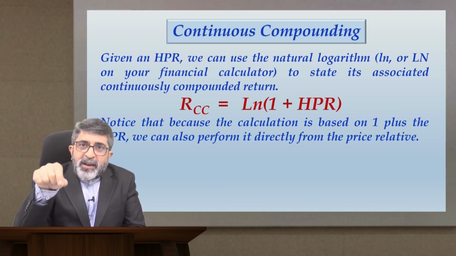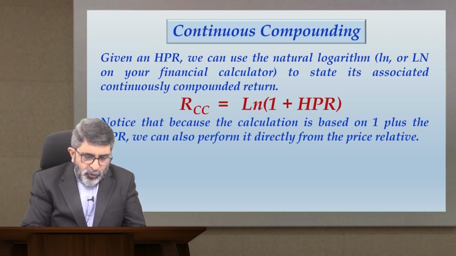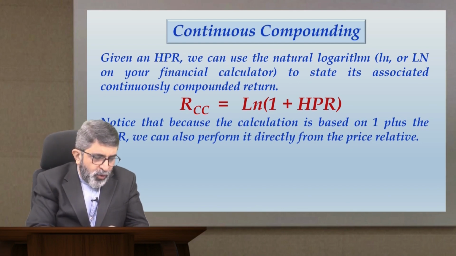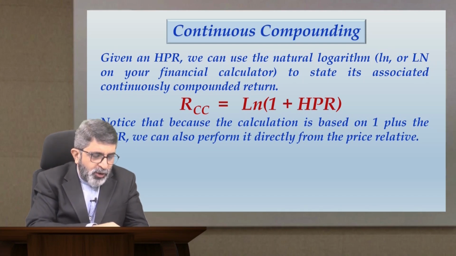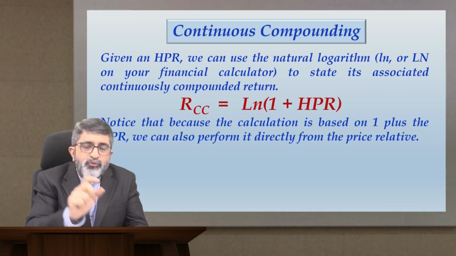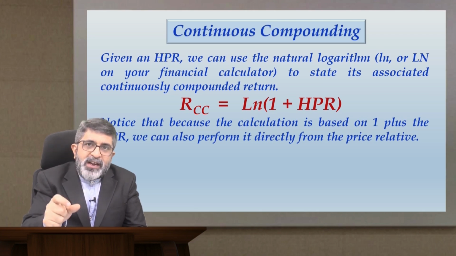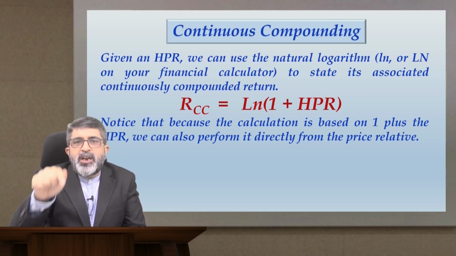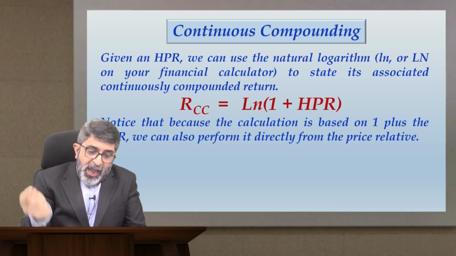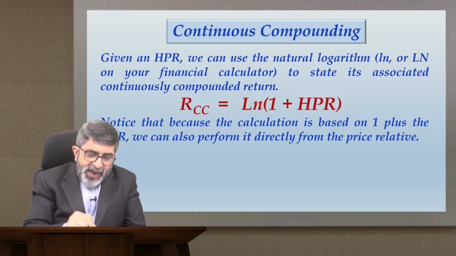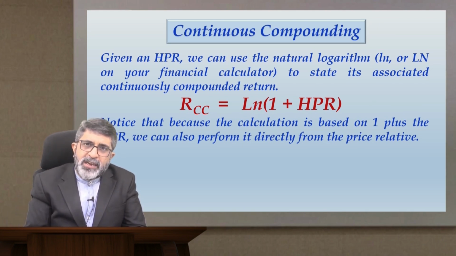So when I say 1 plus HPR, it is 1 plus 20%. 1 plus 20% means 1.2. So now pick your calculator, and what you do, 1.2, which is 1 plus HPR, you take ln of that. So 1.2 ln gives you 0.1823, which means the continuously compounded interest rate is 18.23%. In other words, if $100 is invested for 1 year at a continuously compounded rate of 18.23%, $100 of today will become $120 after 1 year.